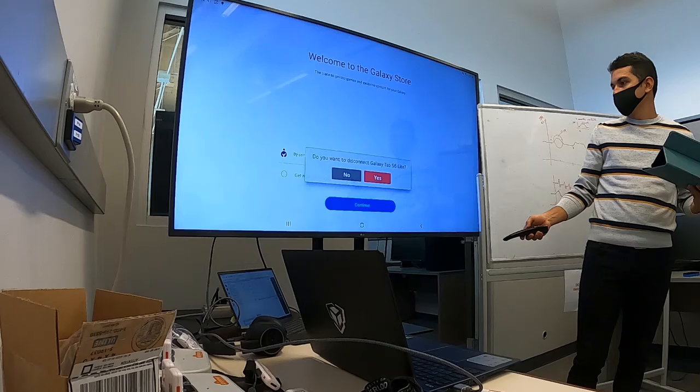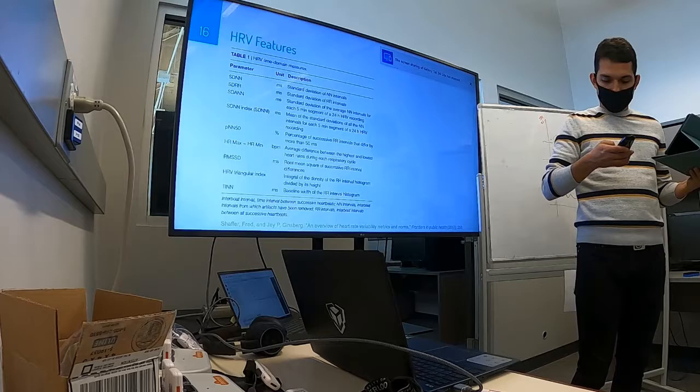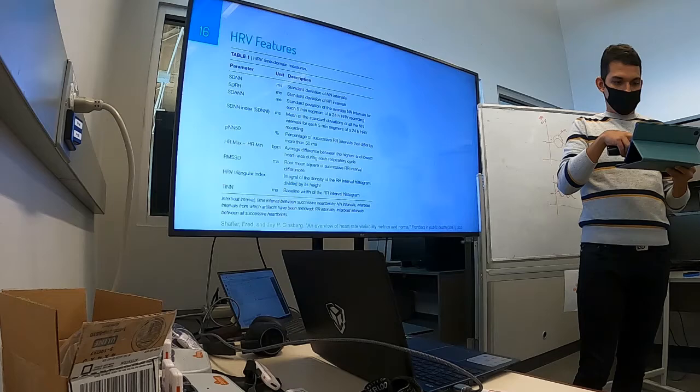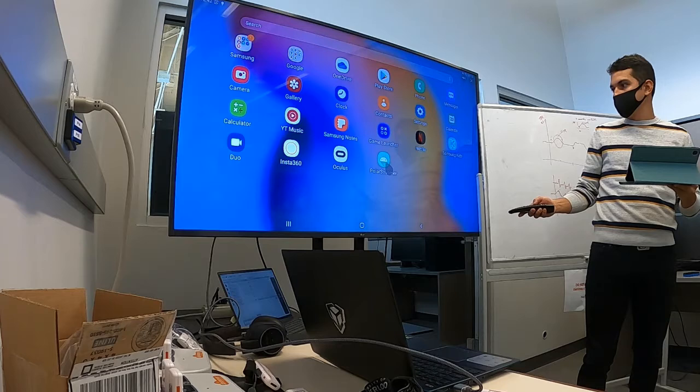Where on the chest exactly? Just underneath your sternum. Let me show you briefly here. It's on your stomach, just on the very side, under the sternum, but not on the sternum. Okay, so this is the app.